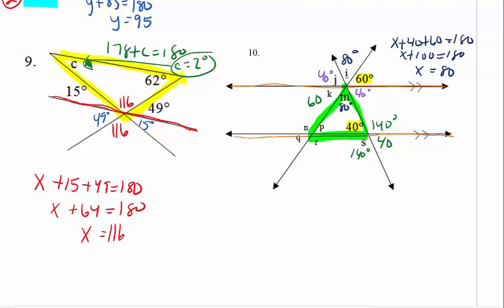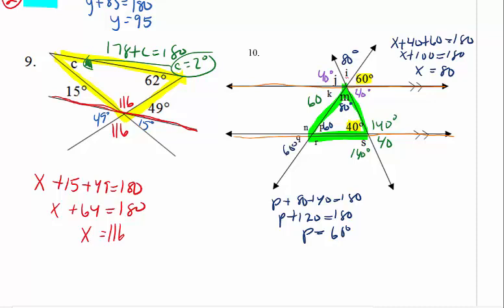So inside my triangle, I have 80 plus 40. So P plus 80 plus 40 equals 180. So I have P, subtract the 120 from both sides, you should get 60 degrees, which should match because these are alternate interiors. So if you'd done that first, that works as well.